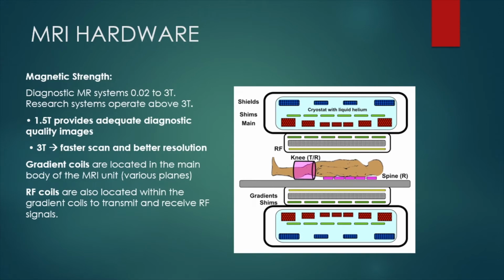So here we could see a main magnetic field which is being produced by this, and then we also have the radio frequency coils over here, which are located along with the gradient coils. Okay. And then these are the transmitter and receiver coils, which are in contact with the patient side.